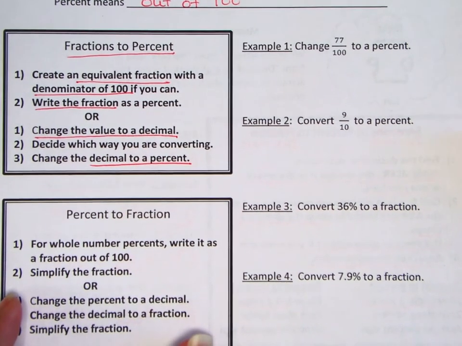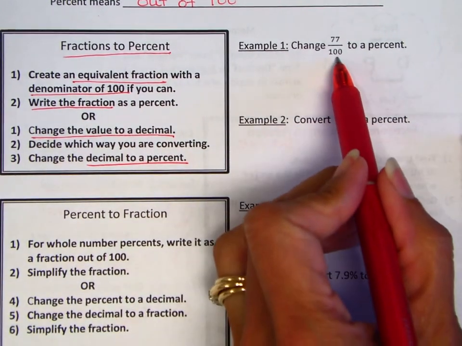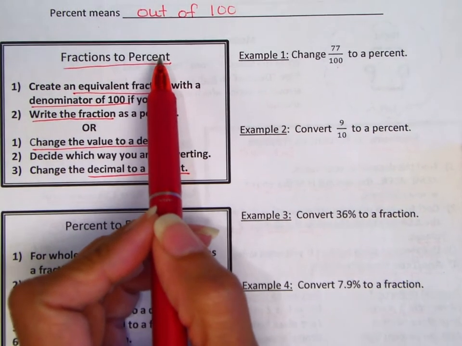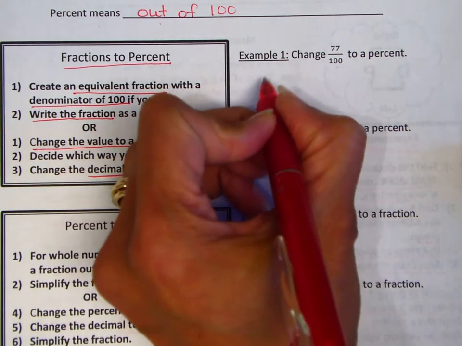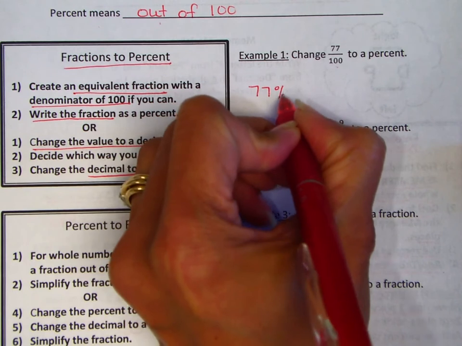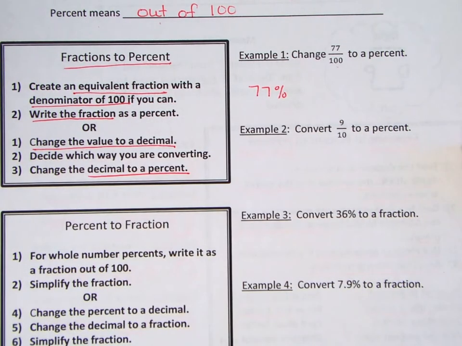Let's do the examples together. We have 77 hundredths. Remember, percent means out of 100. So anytime you have a denominator of 100, it's easy enough to create a percent because I can just change that. Instead of saying 77 out of 100, I can say 77% because that is what percent means.